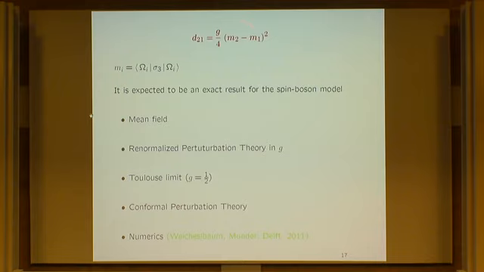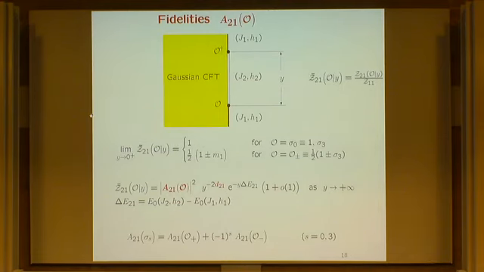Also in the Toulouse limit, when all this can be described in terms of free fermions, with coupling J equal to 1/2, and conformal perturbation theory, and also numerics. Probably the most convincing fact is that the numerical computations actually show the exponent is correct for any J. So I will accept it as exact. And now, what's the fidelity?